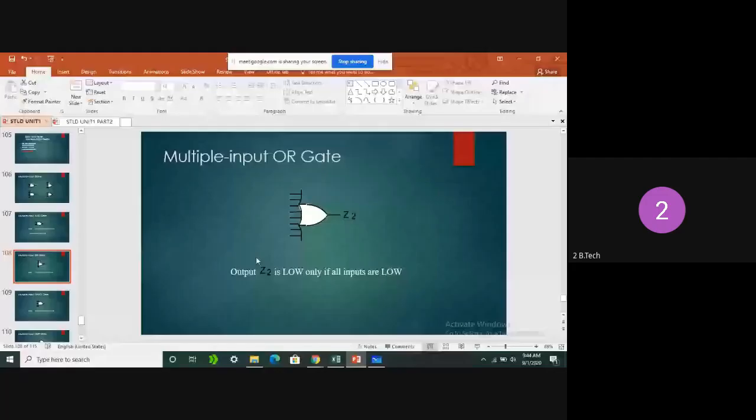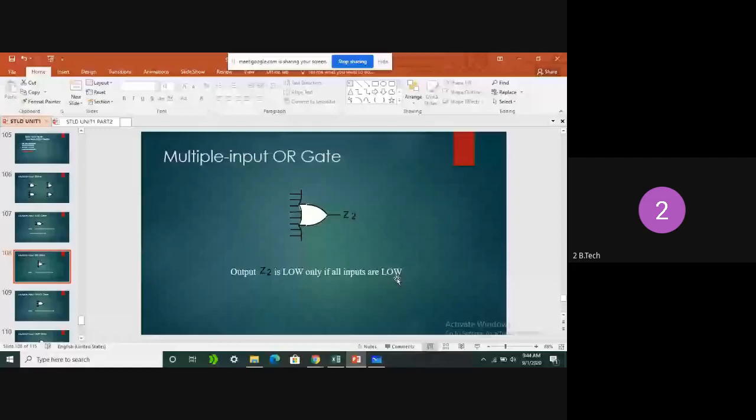Similarly, the OR gate. For the OR gate, Z2 is low only if all inputs are low. With a normal OR gate with 2 inputs, only in the 0-0 combination is the output 0. In all remaining combinations, we are getting 1 as output. Similarly, with 8 inputs, only if all 8 inputs are logic low is the output low. In the remaining 255 combinations, we are getting output high. Clear, all of you? This is with the multiple input OR gate.